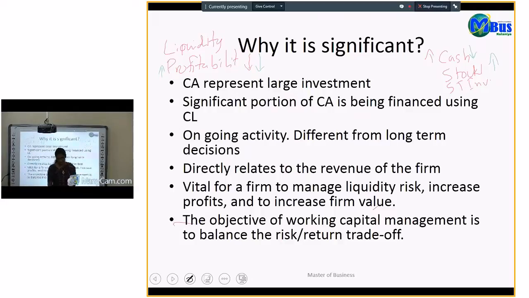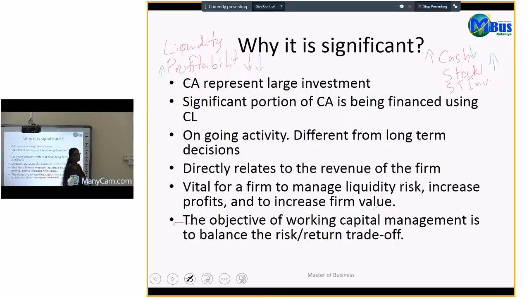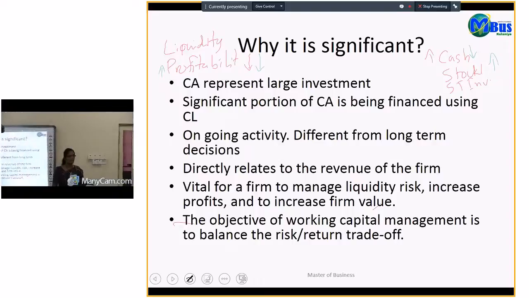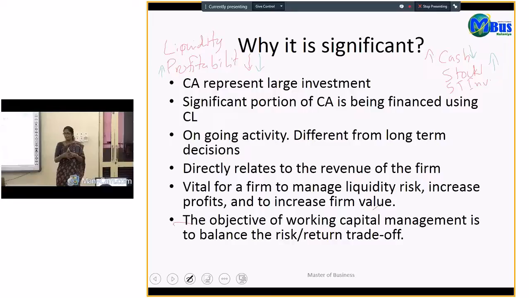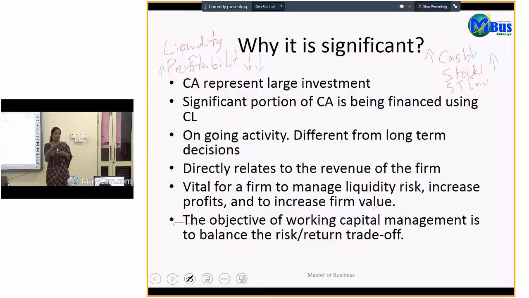So what we have to understand here is that the firm should maintain the right amount of current assets and current liabilities. Why? Both are dangerous. If they maintain too little current assets and too little current liabilities, both are dangerous. Inadequate and excess working capital is dangerous for the firm. Inadequate means that is not enough to meet the day-to-day operations.